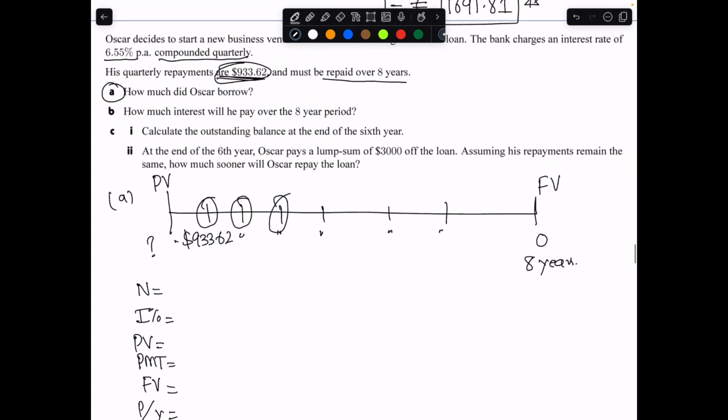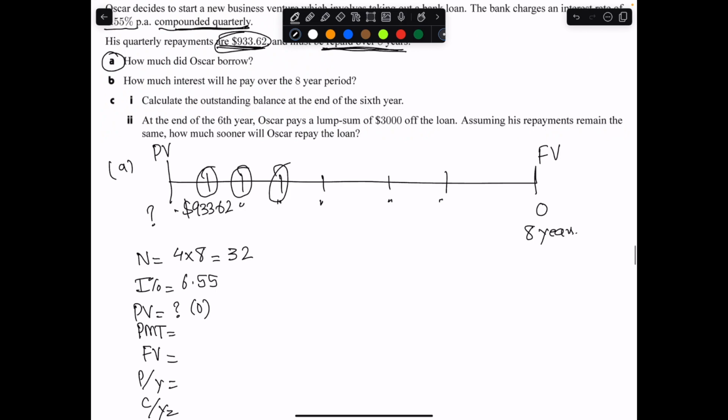Now, N in this case is going to be 4 quarters because it's quarterly payments. We know there are 4 quarters in a year, multiplied by 8 years because we wanted to finish in 8 years, repaid over 8 years. So the answer will be 32. Interest rate is going to be 6.55 as mentioned. Present value, something we need to find. We'll keep it 0 in our calculations, in our calculator.